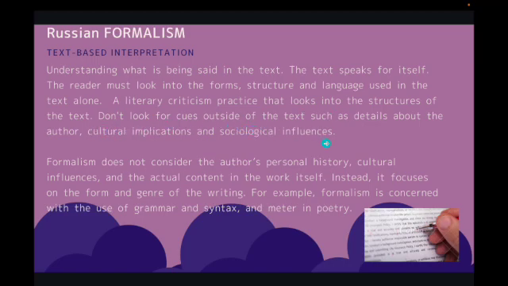sociological influences. So Russian formalism does not consider the author's personal history, like what I said a while back, cultural influences, and the actual content of the work itself. It focuses on the genre of the writing. For example, formalism is connected with the use of grammar and syntax, meter in poetry, and even stylistics.